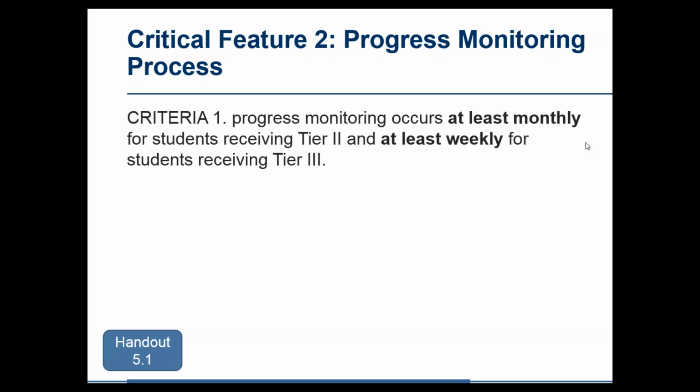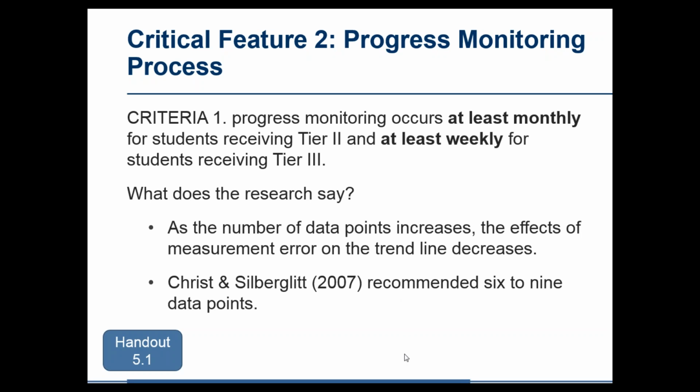Now we'll look at the second feature of the progress monitoring process. As you saw with the criteria for alternate forms, progress monitoring occurs at least monthly for students receiving Tier 2 and at least weekly for students receiving Tier 3. Is that enough? The question is, what does the research say?